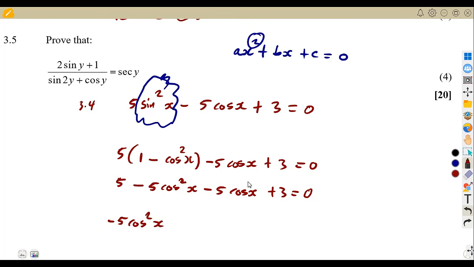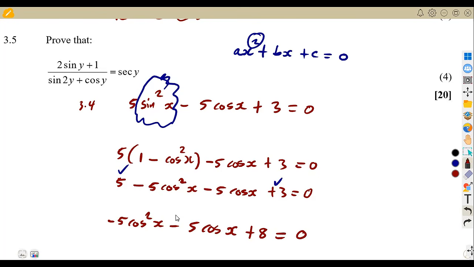All right, we move on to the x term, which is like bx, which is negative 5 cos x in this case. So we've got negative 5 cosine of x, then the constant, which is the c. We've got the constants here, which are 3, 5, and 3. So we're going to add these: 5 plus 3 is 8. So this will give us a 0. So that's it. We've got your quadratic equation in terms of a trig.